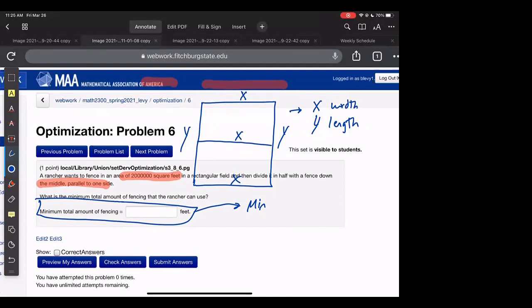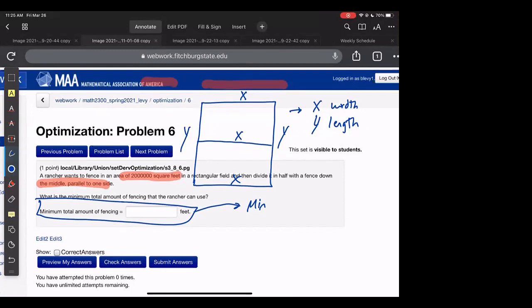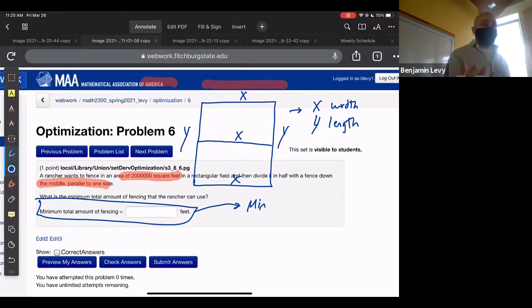2 million square feet. So that's the area. Someone online said 2 million square feet. Yes, we want the area to be 2 million. But the total fencing is a perimeter thing, right? So we want to minimize the total fencing, which is 3 X's and 2 Y's.